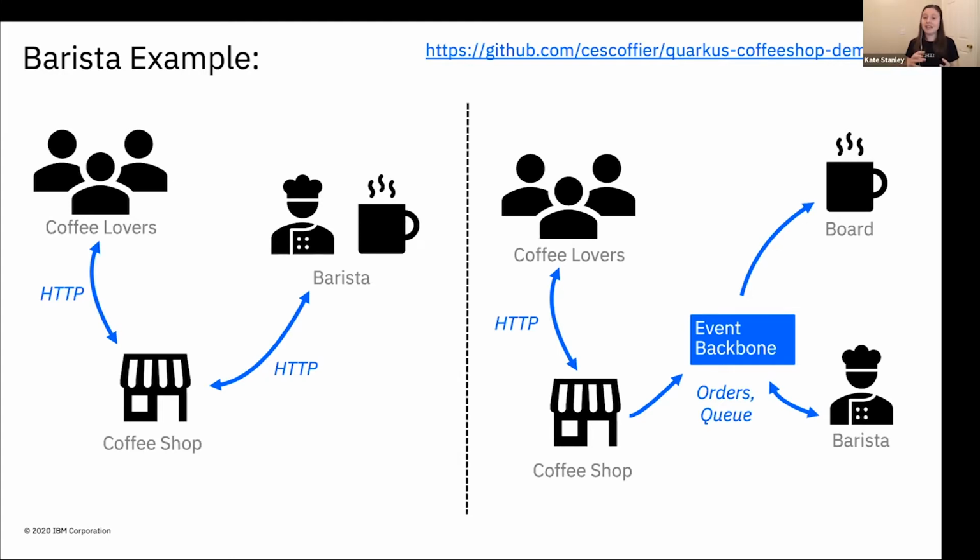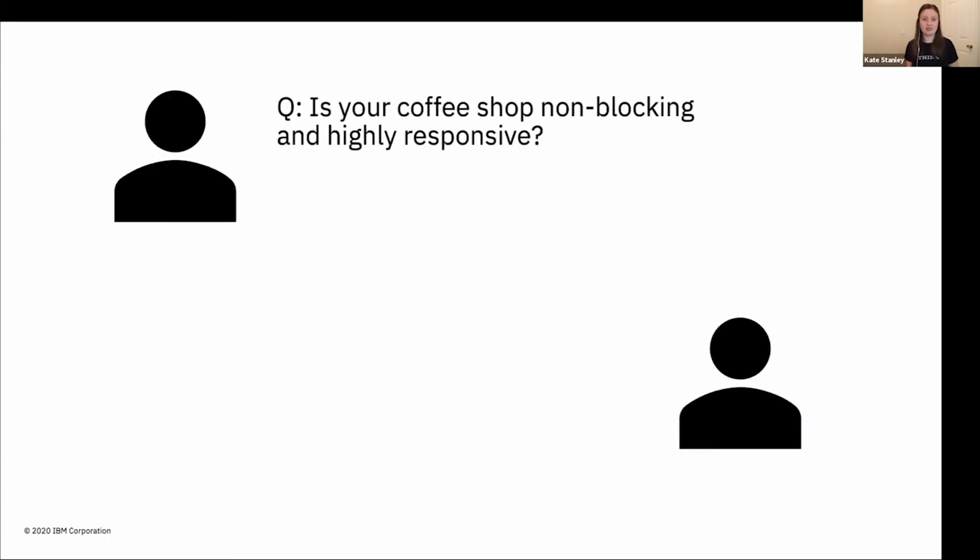And this allows the barista to have some decoupling from the coffee shop. If you actually run the two versions of this example, you will see that with a lot of coffee lovers, the second example works much better. This code is all on GitHub, so you can actually go and try it out. But there are plenty of examples similar to this, where we take HTTP and put in an event backbone and everything is better.